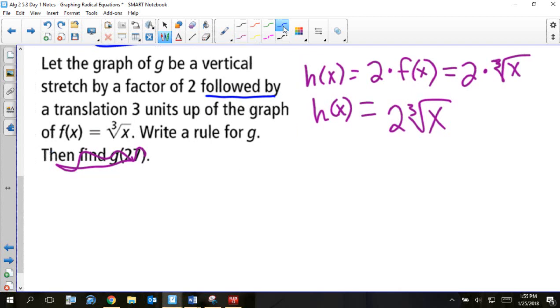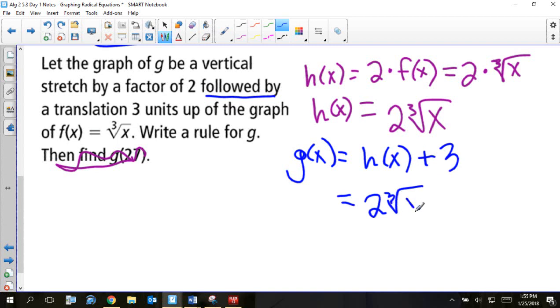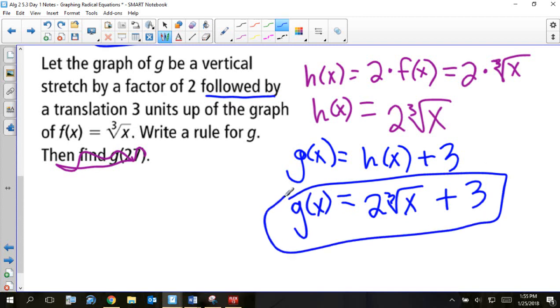Now we'll do our g of x. And it says for the last part, translation 3 units up of the graph of f of x. So we're going to take our previous function, and what are we going to do to translate it up? We're going to put plus 3 on the outside of that function. So this is h of x. I'm going to take h of x, 2 cube root x, and then put plus 3 on the outside of the function. And there's nothing really to simplify from there. So I think that will probably be the hardest part of this assignment. Just that.